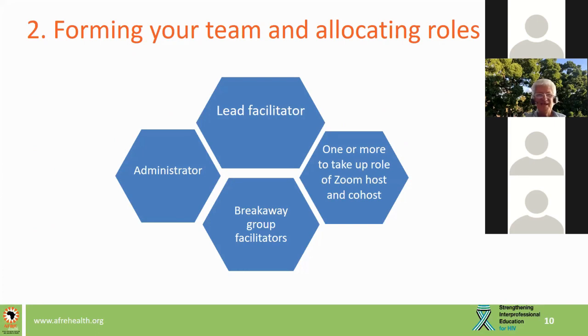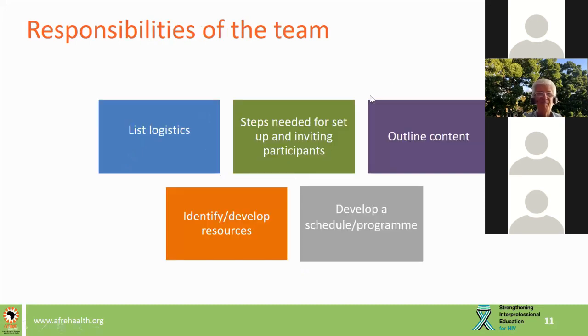So the next step, after creating an ethos, is forming your team. The key people in the team are the lead facilitator, the Zoom host, the breakaway facilitators, and the administrator. Next slide. Across those people, you need to take on responsibilities of getting logistics sorted out, getting steps set up for the participants, creating the online content, identifying and developing resources that back up the online content, because there isn't time to cover everything in a workshop, especially online, and then developing a schedule and program.